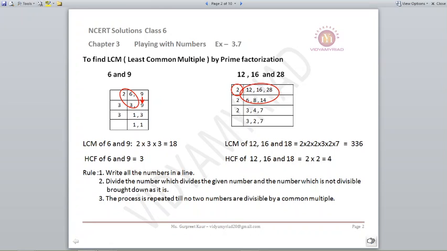So if I see all the numbers, the first column and the last row, it becomes 2 into 2 into 2, and the last row is 3 into 2 into 7. Multiply them all together, you will get 336. So the LCM of 12, 16 and 28 is 336. In the same way we have already found the HCF earlier, which came to 4. This is just for your revision.